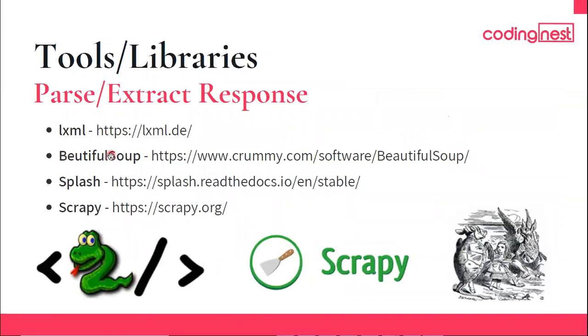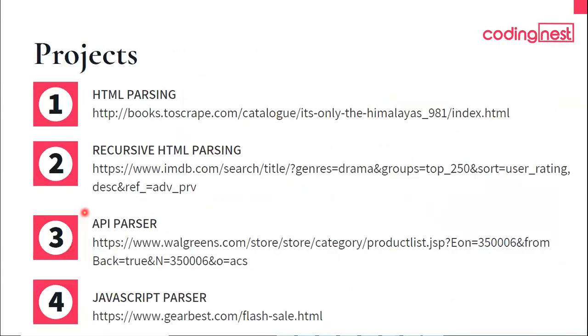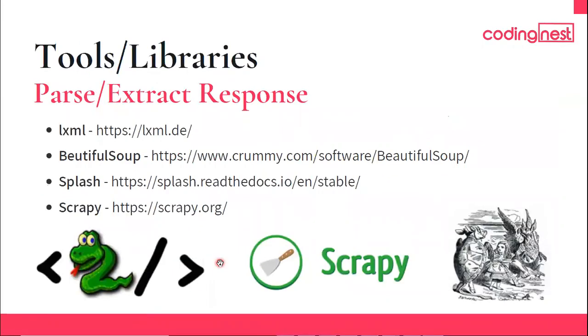Next time we are planning to do it with BeautifulSoup and Scrapy. Okay, so we have done all four projects: first HTML parsing, second recursive HTML parsing using IMDb, then an API parser, and the last one is a JavaScript parser, where we have taken the help of Splash JavaScript. So that's what we are planning to cover. Does anyone have any questions?